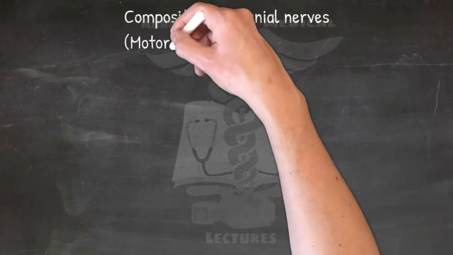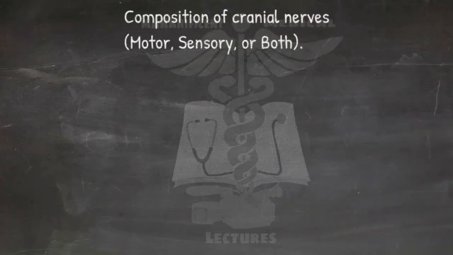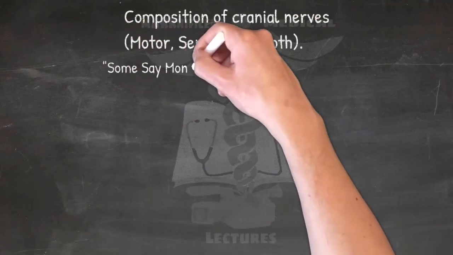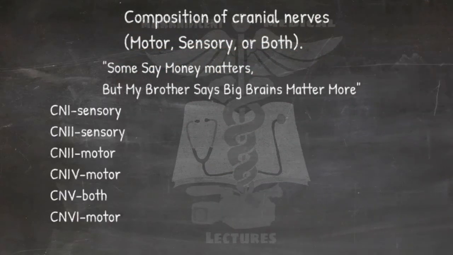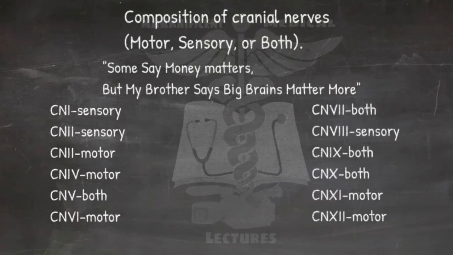Composition of cranial nerves: motor, sensory, or both. Some say money matters, but my brother says big brains matter more. Sensory, sensory, motor, both, sensory, both, motor, motor, in the order of cranial nerves starting from the optic, that is cranial nerve 1.